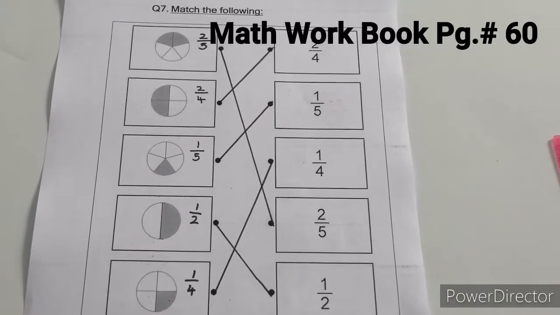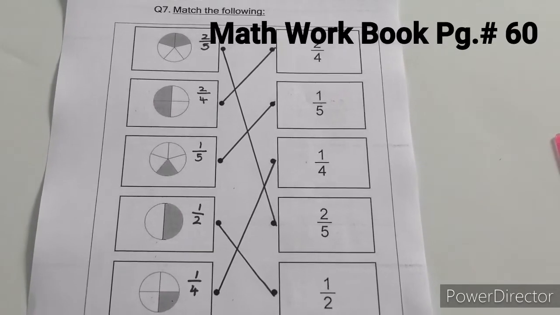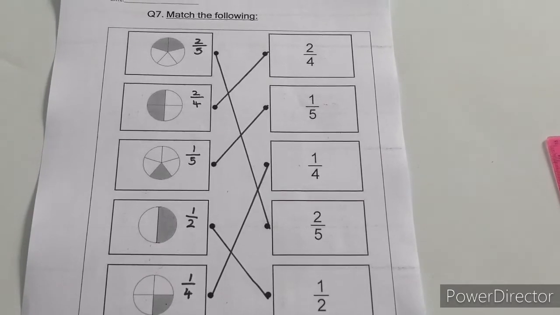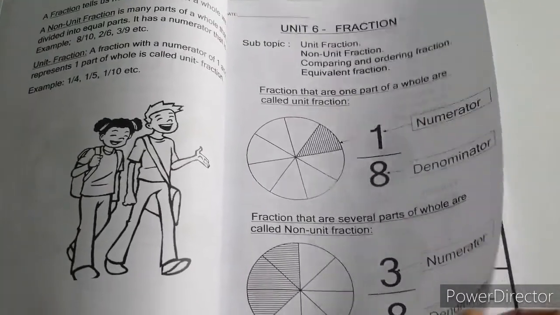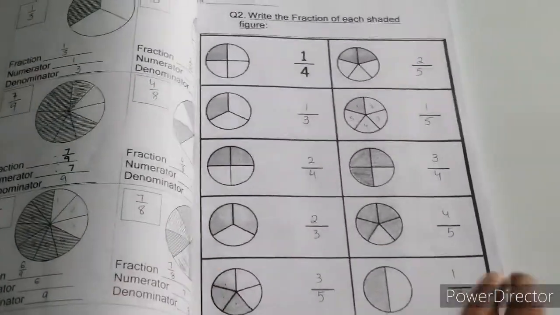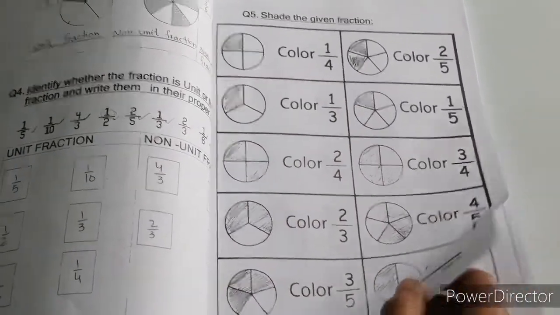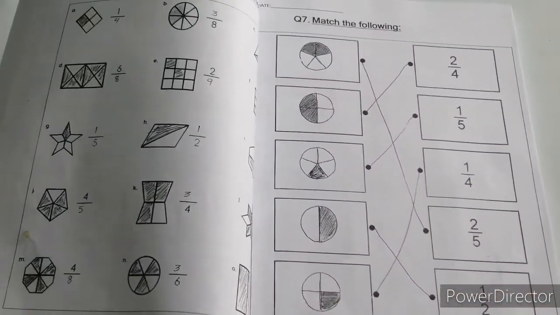The picture, the shaded portion and the correct fraction. Very simple. Very nice. Very neat work. So today we have done pages 55, 56, 57, 58, 59 and 60 from our math workbook.